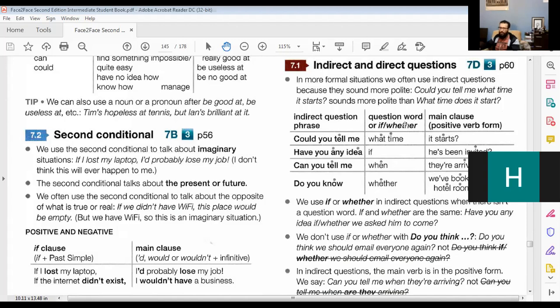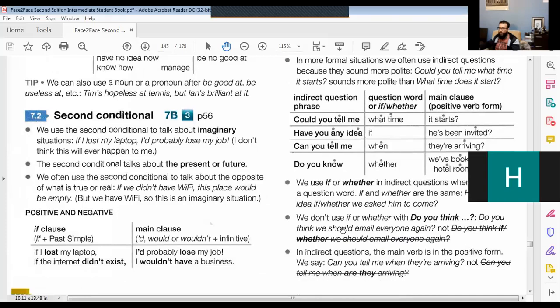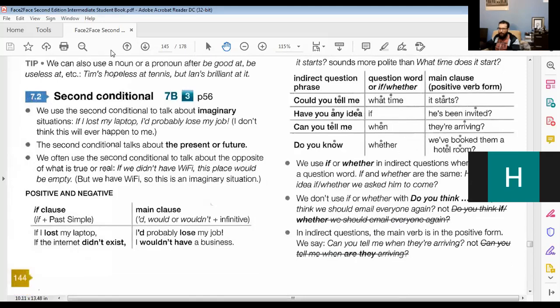There are two ways to do this. You can use a question word, here with WH: what, when, what time, whether, when, and whether and if. So it says we use whether and if in indirect questions when we don't have a question word. We don't use if and whether with do you think, you cannot use if and whether. Even this one we answered correctly. The main verb is in the positive form. In indirect questions, we still have this point.